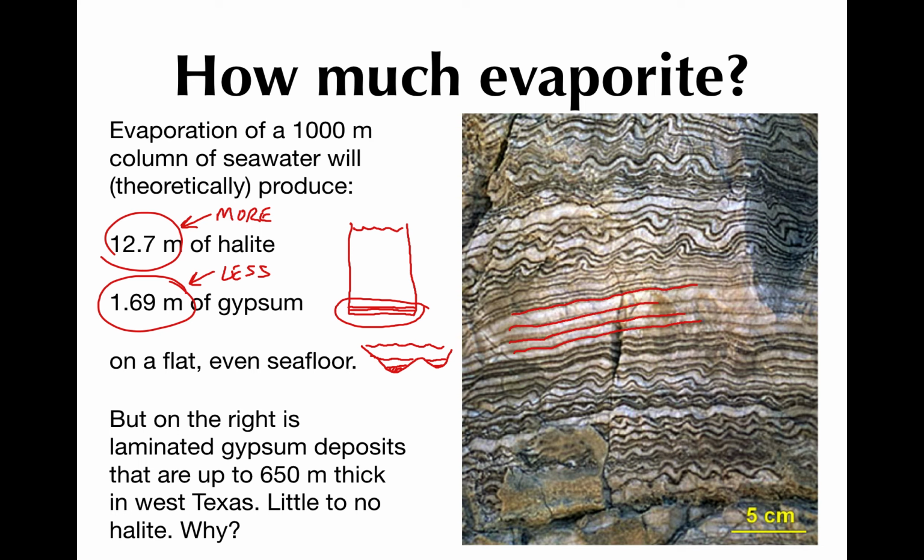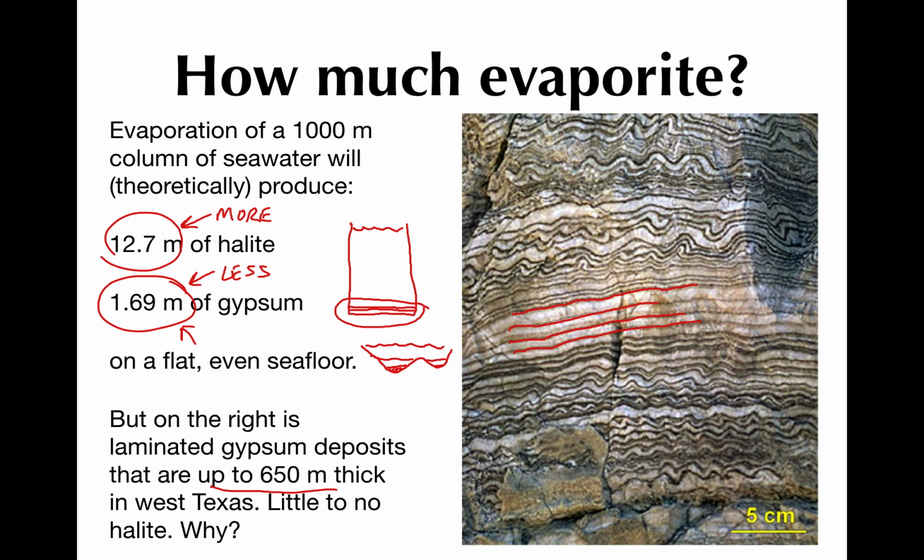And these deposits are pretty much entirely gypsum. There's not a lot of halite in them at all, and they're up to 650 meters thick, which is way thicker than we'd expect if we just took a 1,000-meter deep sea and evaporated it entirely. And as a matter of fact, you couldn't just evaporate something once and get anything this thick. The other weird thing is that there's little to no halite in here, and you'd expect that you'd have more halite than gypsum if you evaporated something completely.